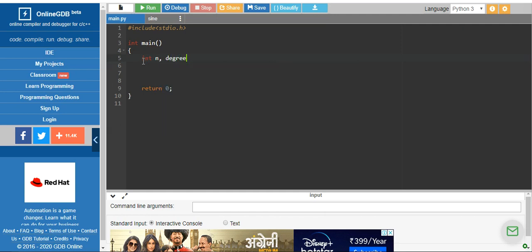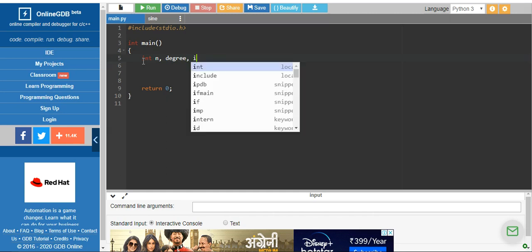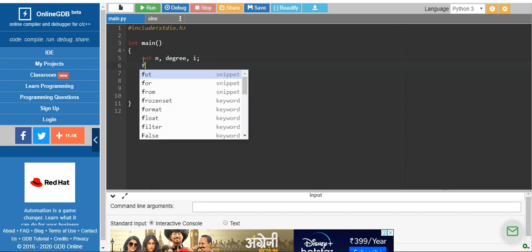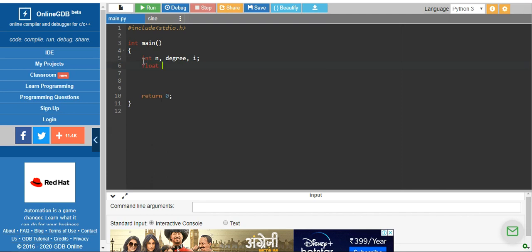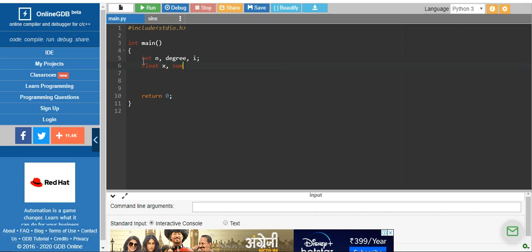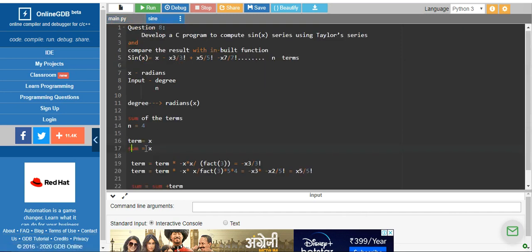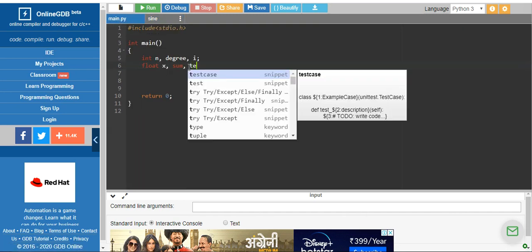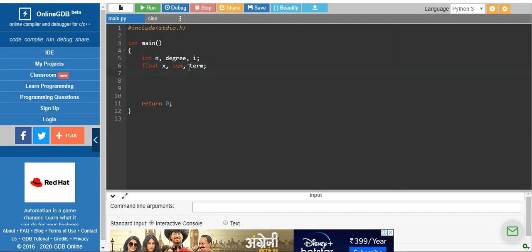So I will consider degree as an integer, and you also use a variable called i for using inside the for loop. Now I will consider the floating data type as x. Don't initialize the sum value as 0 because we will be initializing the sum value with the term. Still, by default you can initialize it with 0, it doesn't matter. Then we had used radians, so radians is x. Any other variable we are using is term. If we need any other variables, we will see at a later stage.